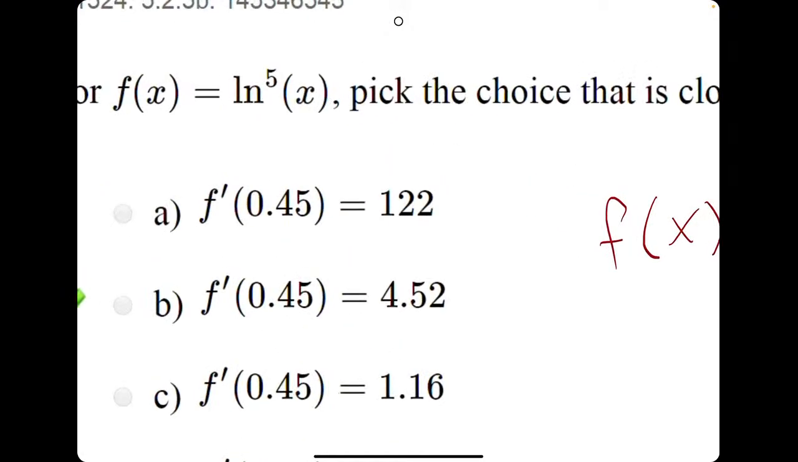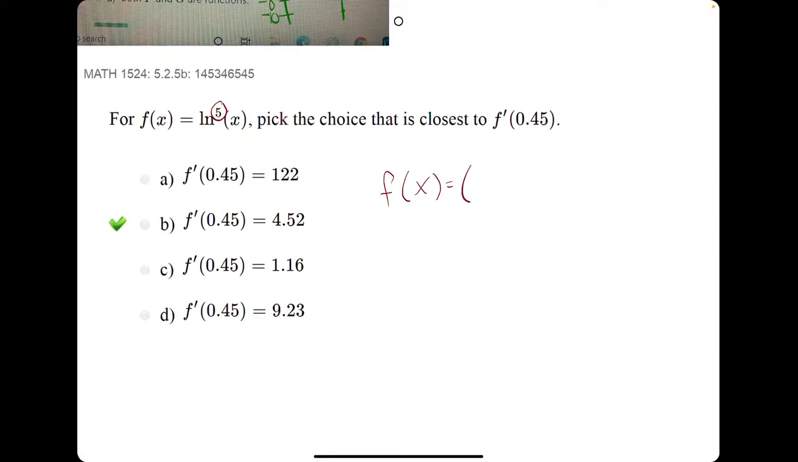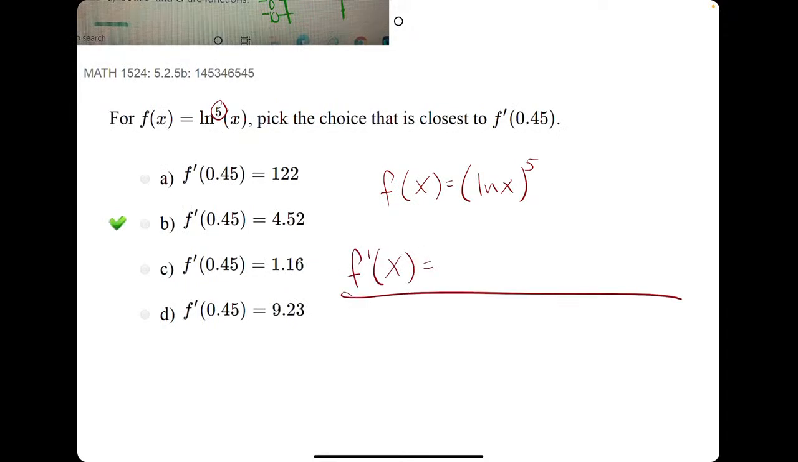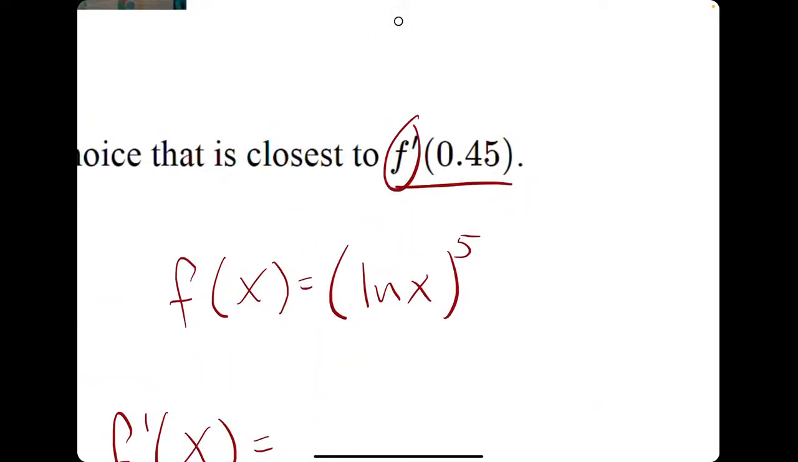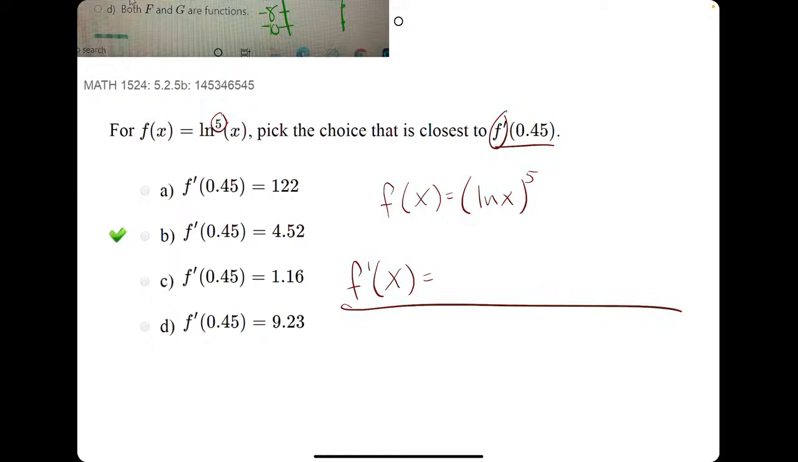Whenever we see ln to the 5th written like this, I always recommend rewriting it like this, ln of x all raised to the fifth, because visually I think it helps identify the layers of the chain rule. Whenever we're taking a derivative, we want to find f prime of 0.45, which means we want to find the derivative first, then plug in 0.45. Whenever you're finding a derivative, always ask yourself, will I use chain rule? Will I use product rule? Or will I use quotient rule? Or will I use some combination of the two?